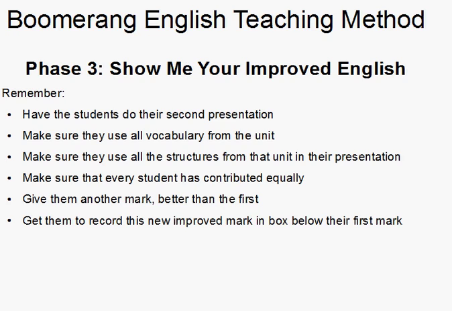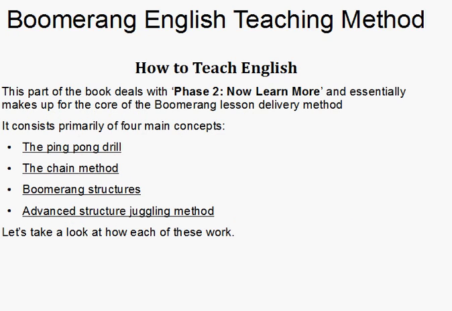And again, you get them to record their new improved mark in the box, which is right next to the first one as well. You'll see 2 squares in there in the student book, so use those each time as well. Okay, so what we're going to do now, we're going to talk in detail about phase 2, which is now learn more, which is where the real Boomerang English method lies.